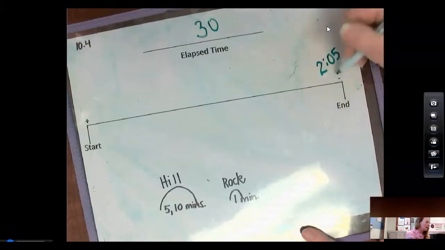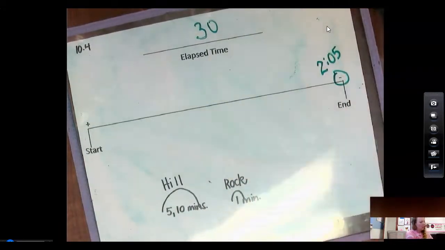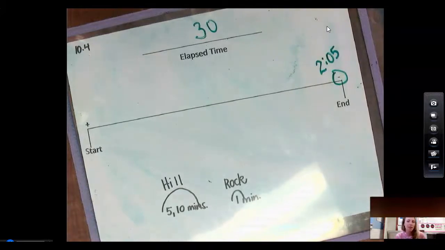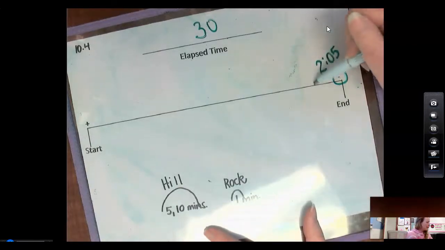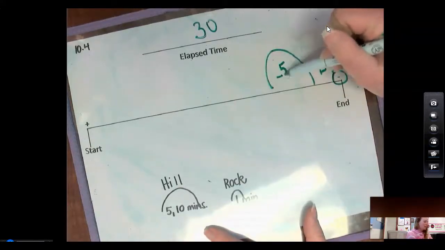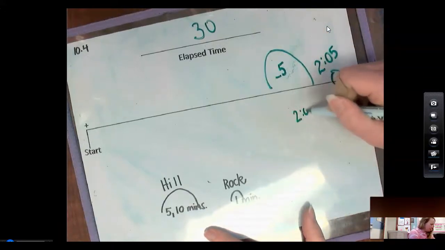If I'm at an end time and I'm trying to find that start time, it is minus. So I have to go 30 minutes. Now remember, I have to get it down to double zeros. How am I going to get 2:05 down to double zeros? If you said to minus by 5, you are exactly right. So I'm going to write 205 minus 5.